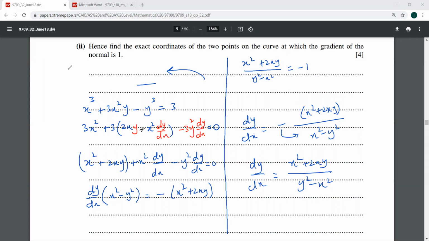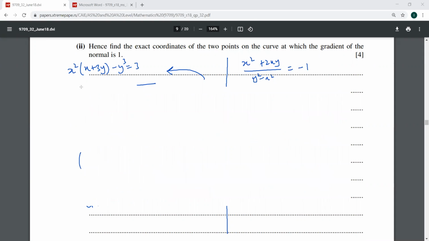This equation was x square into (x plus 3y) minus y cube, that was equal to 3. So let me cover all this area because I have to show all this working here.